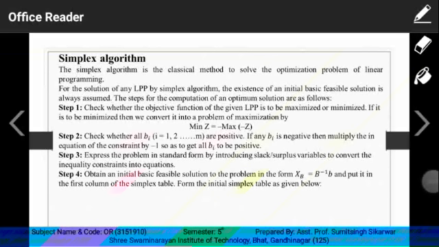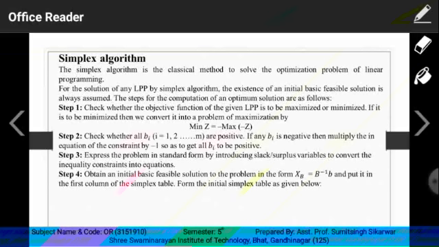The simplex algorithm is a classical method to solve the optimization problem of a linear programming problem. For the solution of any LPP by simplex algorithm, there must exist an initial basic feasible solution which is always assumed. Let us see the steps of computation of an optimum solution, which are as follows.